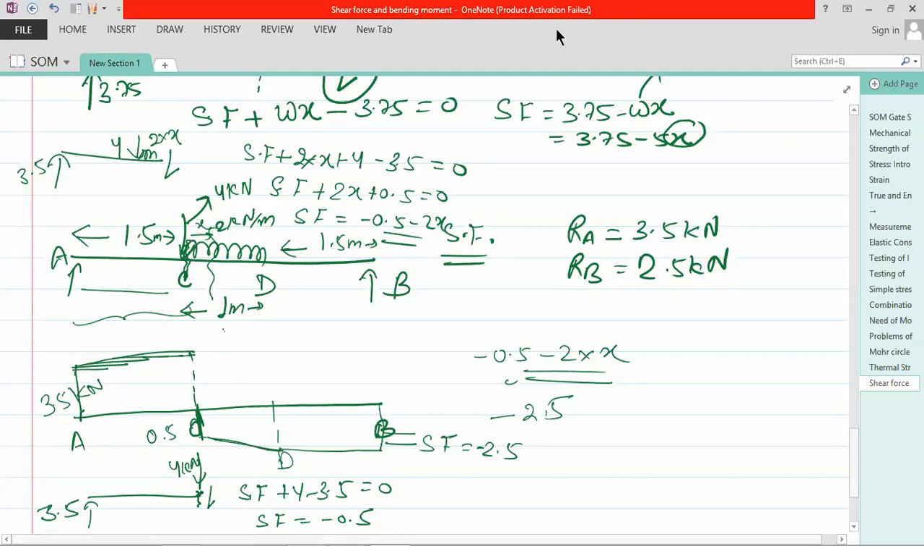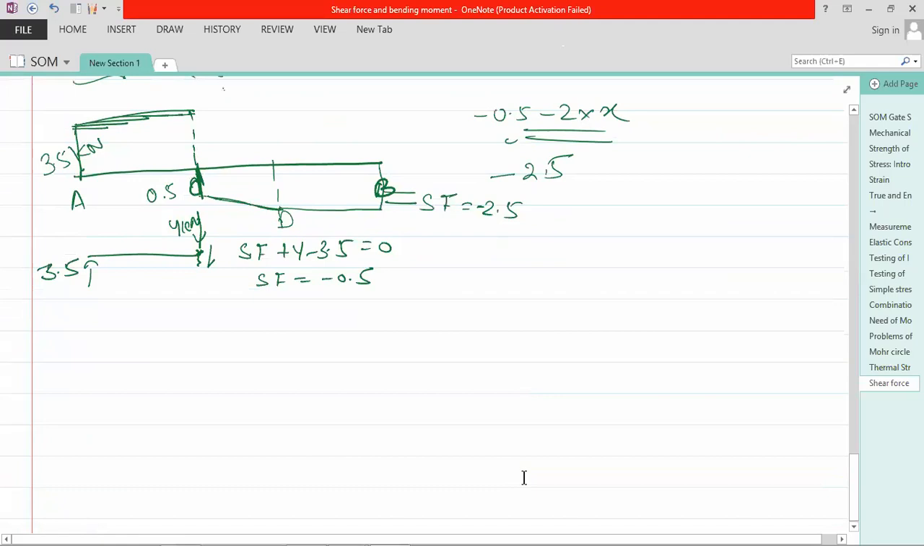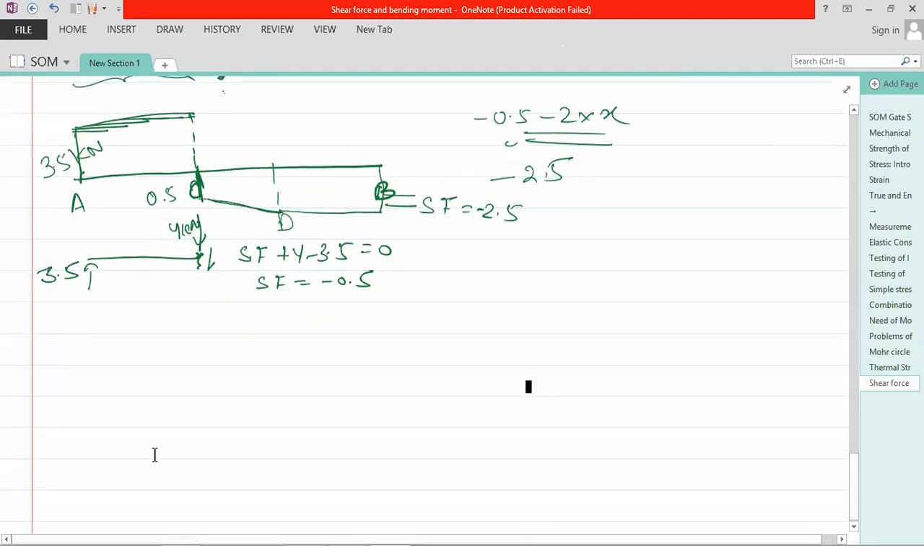Yes, sir. Okay. So that is enough for the shear force. If you have any question, ask it again, then I will end up. Now I am going with the bending moment diagram.